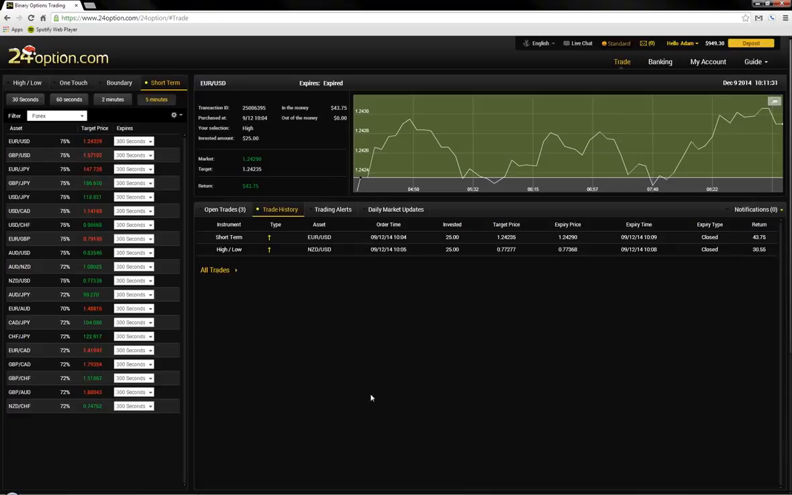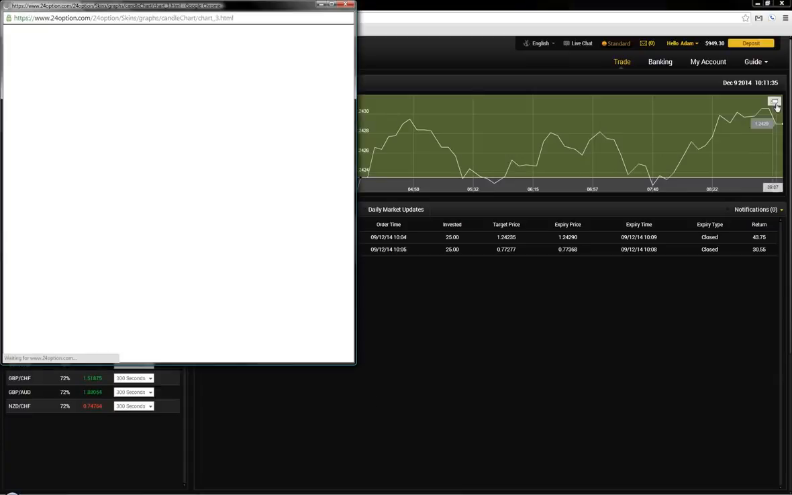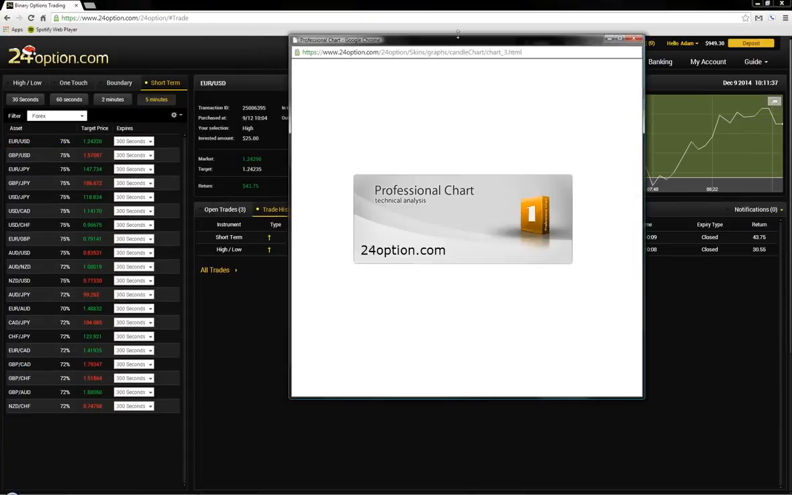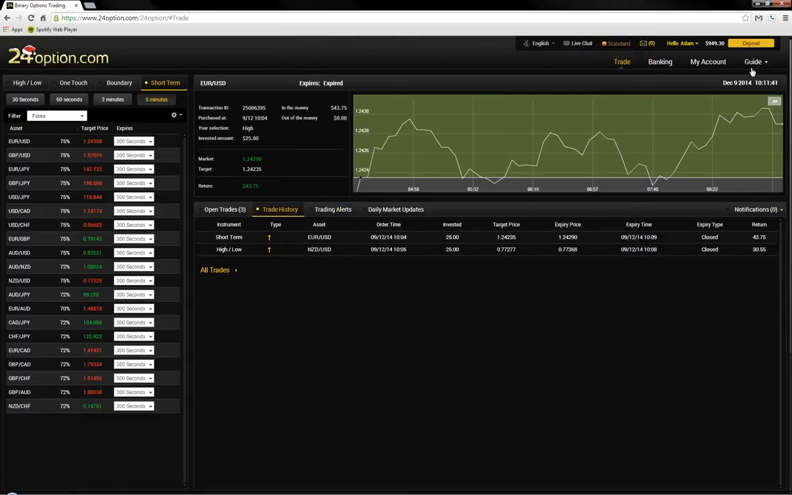So, like I said, it's a very simple interface to use. Chart-wise, you can click, and they do have an option for professional charts.